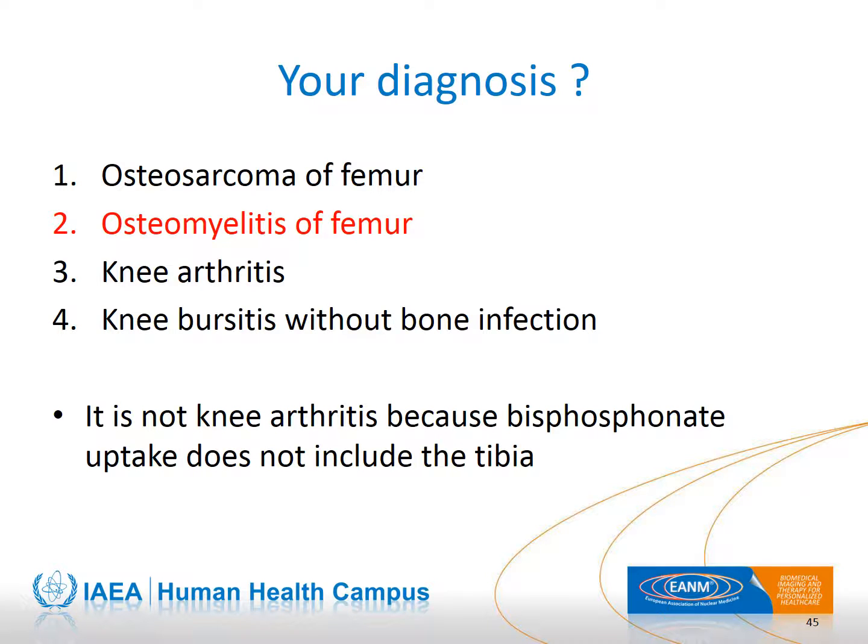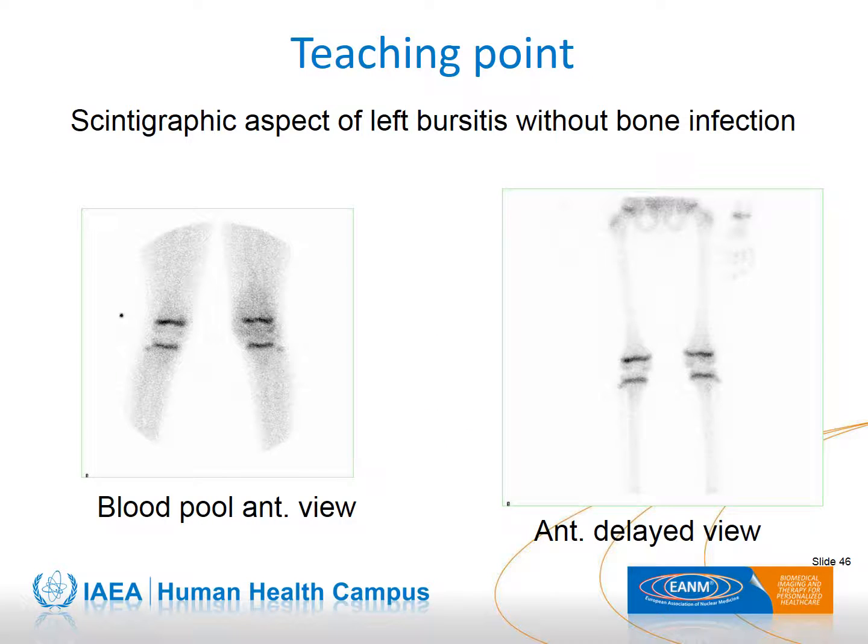It's osteomyelitis of the left femur with increased tracer uptake of the femoral metaphysis, also extending to the diaphysis. There is no knee arthritis because there is no increased uptake on the tibial side of the knee. Here is the scintigraphic aspect of knee bursitis. The blood pool image shows hyperemia of the left knee, but the delayed view is normal without abnormal bone uptake.